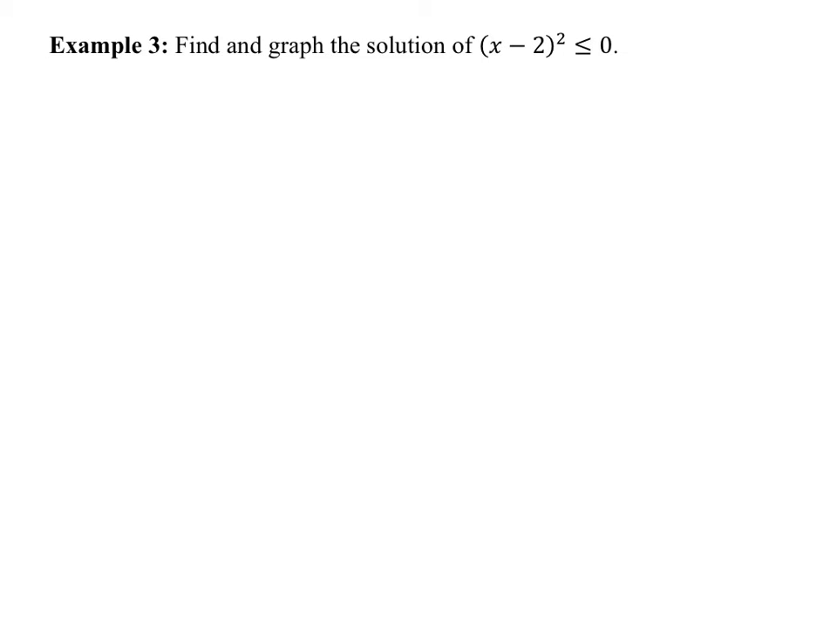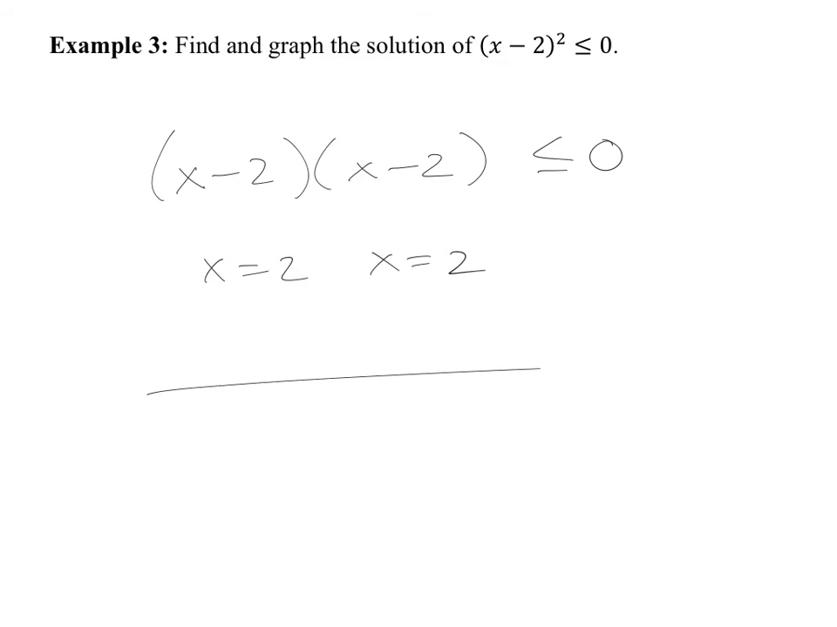So example 3, the first thing I think about is this, and this is the key to example 3. It's really a repeated root. That's all it is. We talked about repeated roots in section 4.7. We called them double roots and triple roots. And the idea here is that when you solve this, what's your answer? It's 2, and it's 2, the same answer. So on your number line, here's your critical point. And we know it's a closed circle.